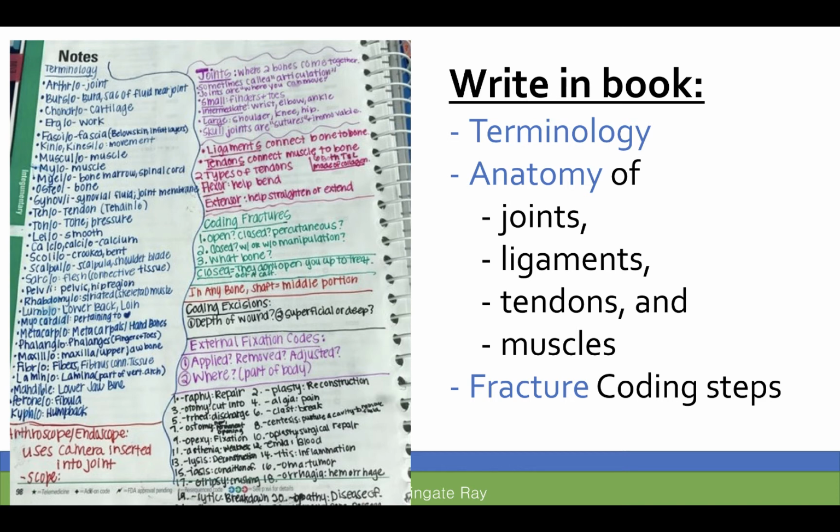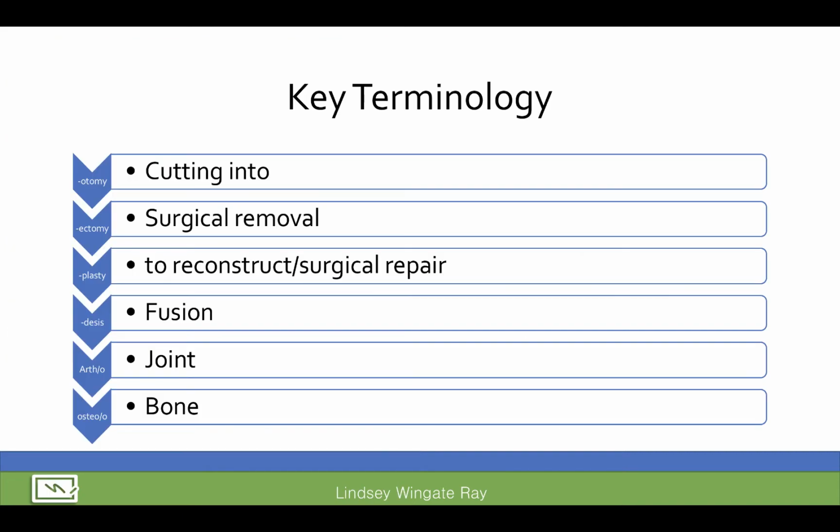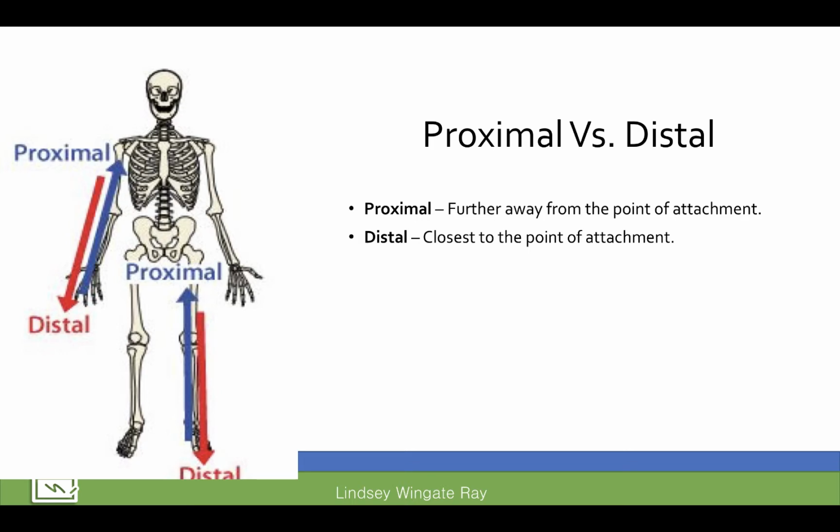from our instructor's book. The key terminology for the musculoskeletal system is the suffix otomy, which means cutting into, ectomy, which means surgical removal or excision, plasty, which means to reconstruct or surgically repair, desis, which means fusion, and arthro, it means joint, and osteo means bone. The reason these are important to remember is because if the doctor did osteotomy, that means he cut into the bone.